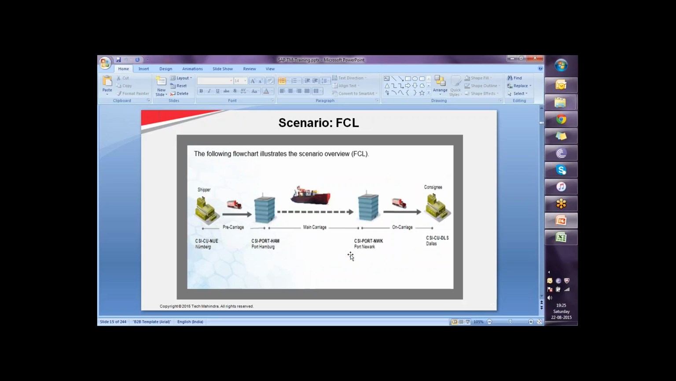This is an FCL scenario where we have a shipper. The shipper loads the truck with the goods, standard goods, and then they don't open the truck at all. They don't open the container. The truck goes to the port, and from the port it is loaded onto the ship, and there's no consolidation or deconsolidation process. After the container gets unloaded at the destination port, it gets transferred directly to the consignee location.